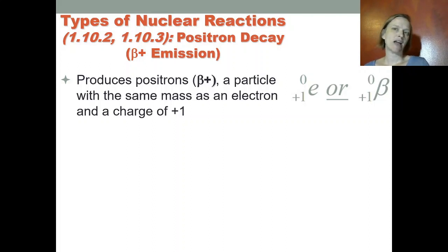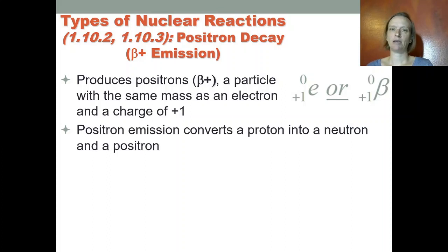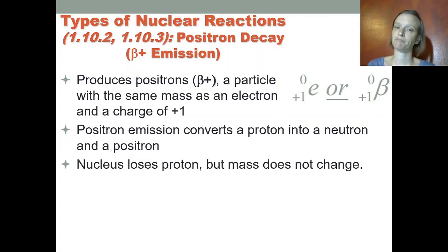One last type of nuclear reaction I just want to introduce you to. You don't really need to know the details, but positron decay or positron emission happens when a proton in the nucleus converts into a neutron and a positron. So that proton loses its positive charge, and so that positive charge has to be carried off, and it's carried off by this positron. So in effect, the nucleus loses a proton, but the mass does not change. And there are a couple of beta emission questions on your homework.